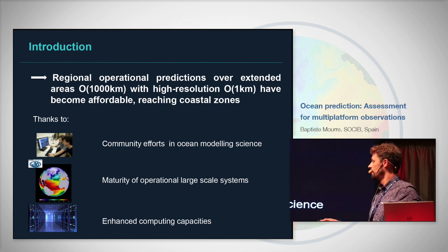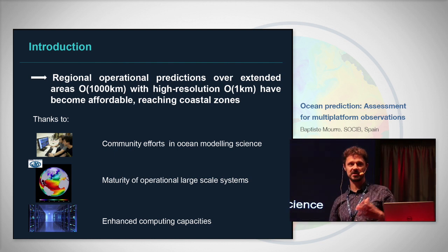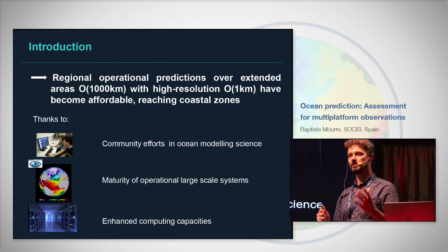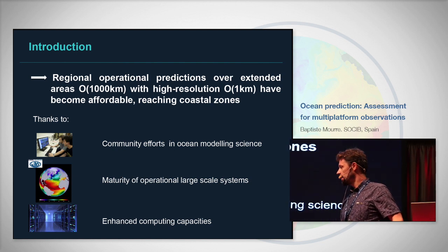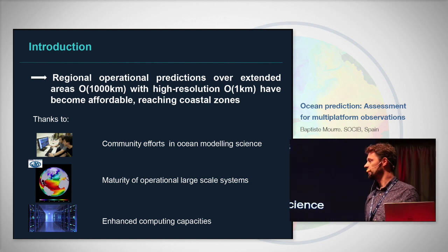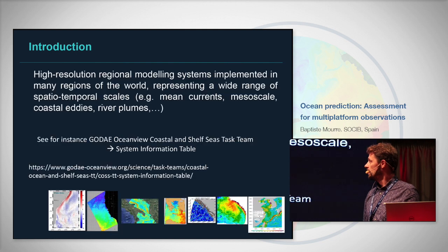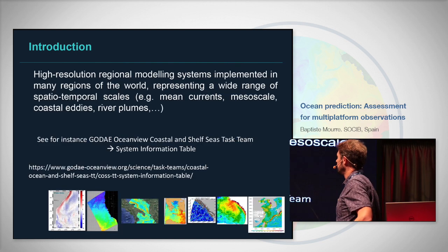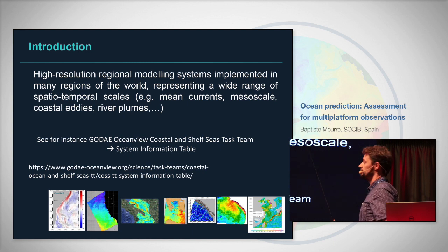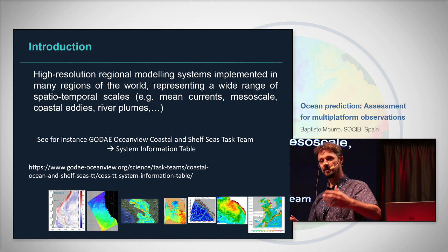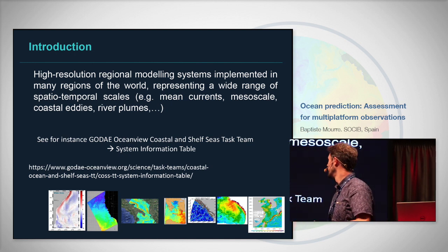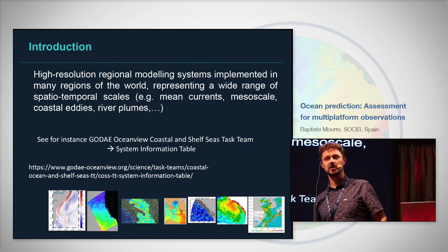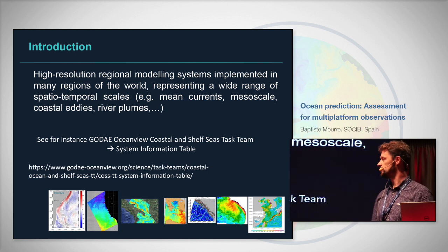This is thanks to the community efforts that have been made in ocean modeling science, and the maturity of large-scale systems that allow you to apply a downscaling approach, which takes initial conditions and boundary conditions from these large-scale models, and also to enhanced computing capability. These systems have been implemented in many regions of the globe, and they generally represent a wide range of spatial scales. You reproduce the mean circulation, but also the mesoscales and the coastal circulation, like coastal eddies, river plumes, upwelling, and so on.